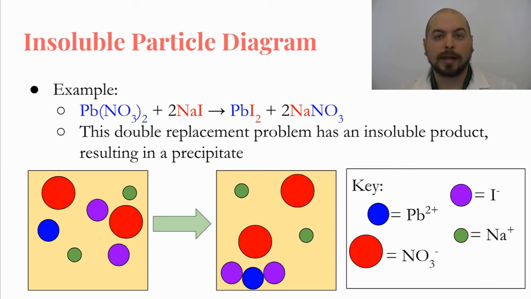The sodium ion is going to be substantially smaller than the lead ion, and the iodide ion is going to be substantially smaller than the nitrate ion simply due to relative size of the atoms involved. We do the same thing when we're looking at our products.